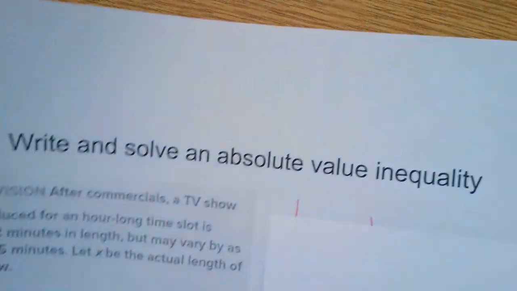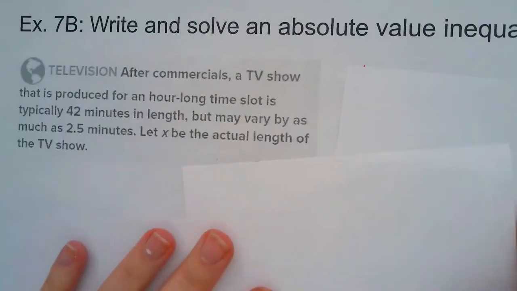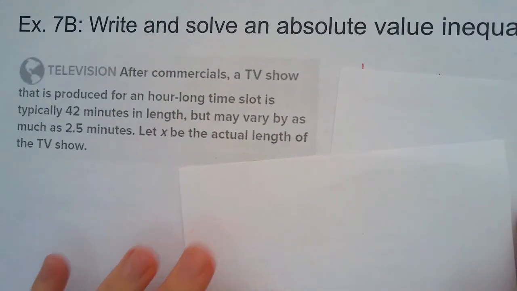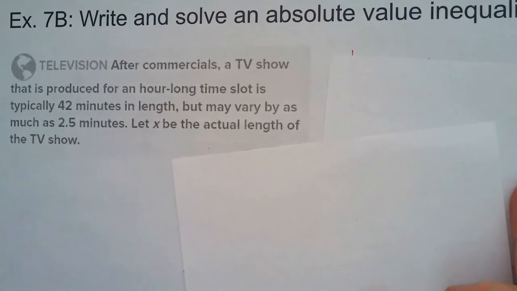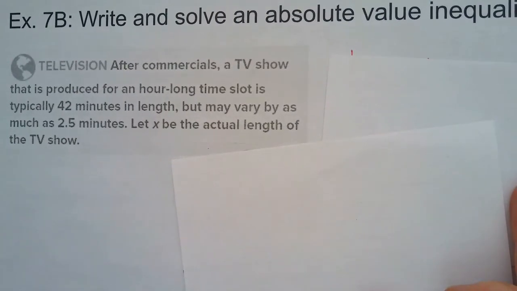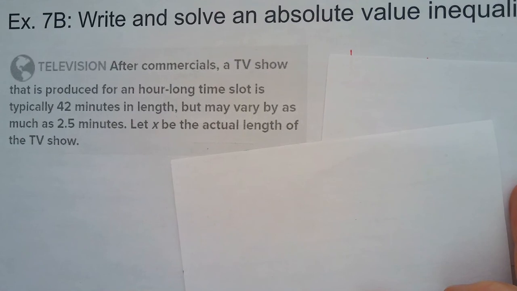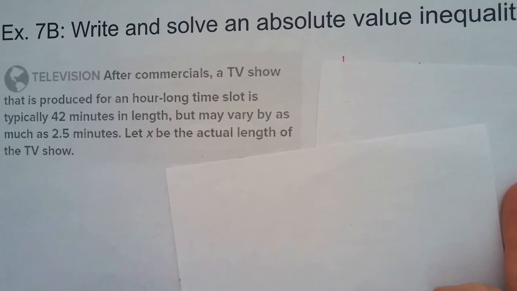Okay, one more piece where you can come up with an absolute value inequality based off a word problem. So after commercials, a TV show that is produced for an hour-long time slot is typically 42 minutes in length, but may vary by as much as 2.5 minutes. Let X be the actual length of the TV show.